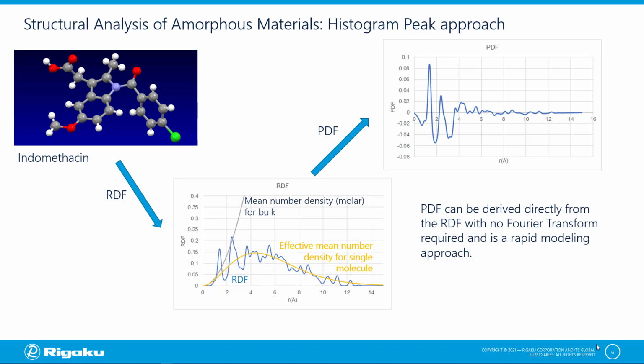This final slide on the histogram approach just brings it all together, starting with our molecular model. Over here on the top left-hand side, we determine the radial distribution function by summing up a histogram of atom-atom distances, determine the effective mean number density, and then we can directly calculate the pairwise distribution function itself. So these are all direct calculations that do not require any Fourier transform approach at all.